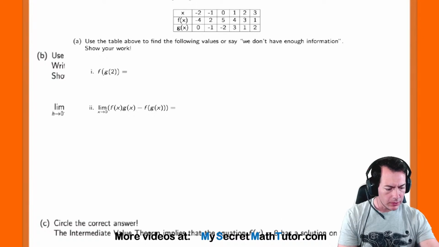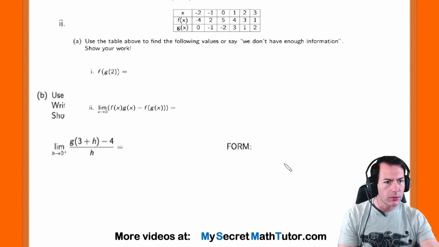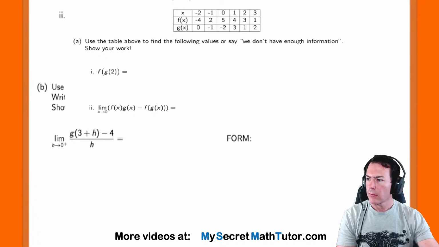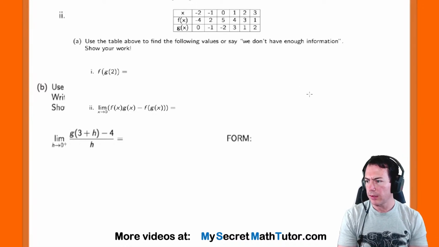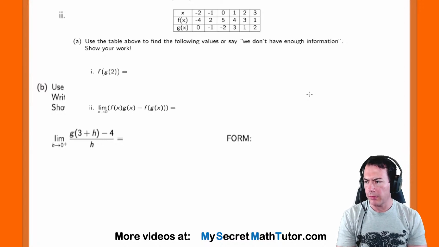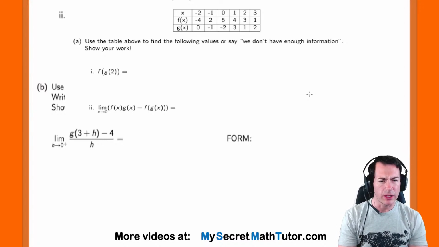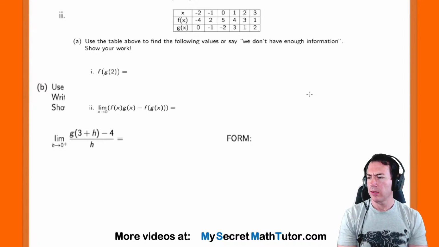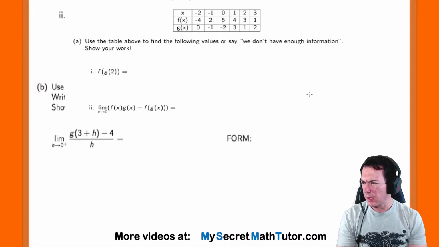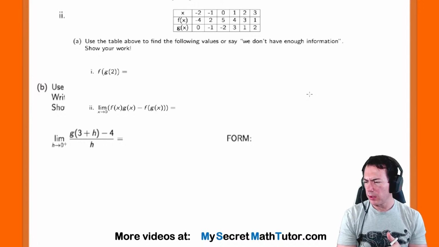This one also says to use the table. Let's see, can I scroll down? Oh, there we are. So use the table above to find the following limit. First, write the form of the limit. Right does not exist only if the limit does not exist and it is not positive or negative infinity. Show your work, justify your answer, all that good stuff. Okay, so let me think, what is it really trying to get at here? It looks like it's kind of getting almost what you would see for a derivative, but not, because I've got that g of 3 plus h minus 4 thing on the top.